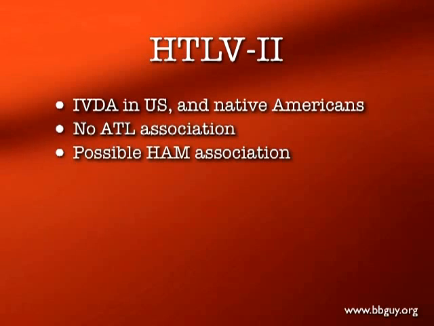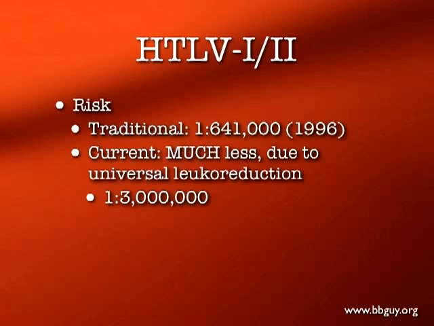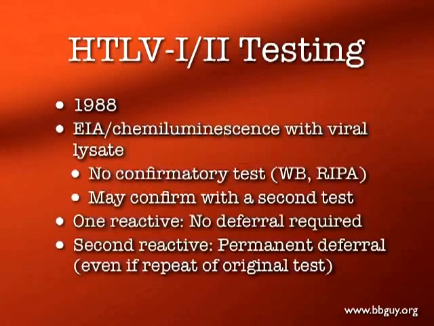HTLV-II, on the other hand, is actually seen quite prominently in IV drug users in the United States, as well as in Native Americans in the United States, but fortunately HTLV-II doesn't cause much in the way of disease. There's no association with adult T-cell leukemia lymphoma, maybe some association with HAM, but probably not. The risk that we've said traditionally, based on a 1996 study, was 1 in 641,000 transfusions, which is pretty good. But truthfully, now that we pretty much universally leukocyte-reduce blood, the risk is much, much less, thought to be about 1 in 3 million transfusions.